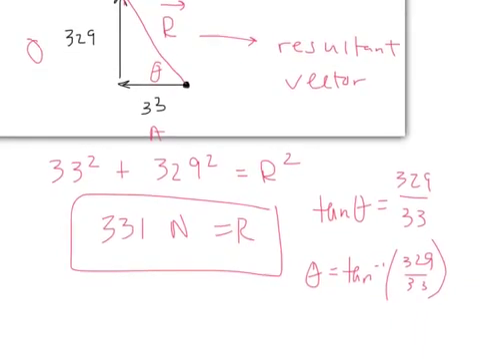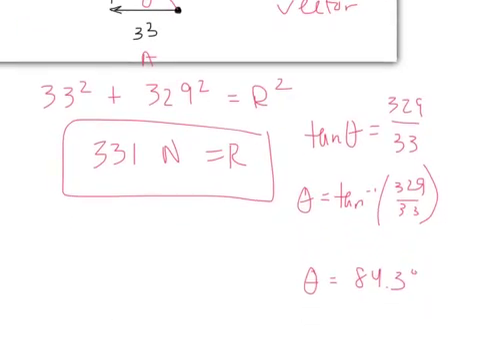Okay, again, opposite, adjacent. 329 over 33 is what tan theta is. So to get theta by itself, tan inverse it, move it over. Take the tan inverse of 329 over 33. What do you get for theta? Should be a very high number, close to 90, or well above 45. 84.3 degrees. Okay? So we could say the following as our answer in a verbal statement.